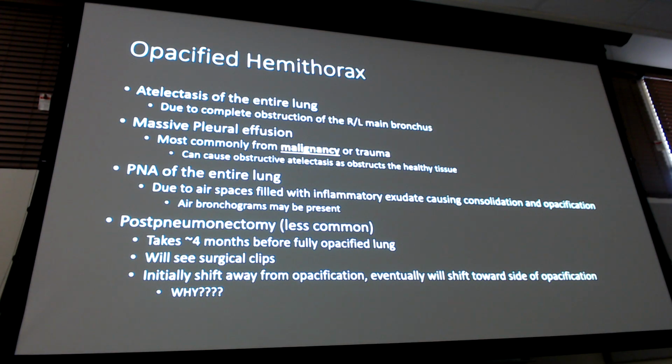You can have a pneumonia of the entire lung. That can happen in your really sick patients. And last but not least, don't forget, they could have their lung removed. Post-pneumonectomy. Okay? Doesn't happen very often, but it should be in your surgical history. The key thing with that is about 4 months after they have it done, it'll look like a fully opacified lung area. You'll see surgical clips, but we'll take a look at that and what that looks like.